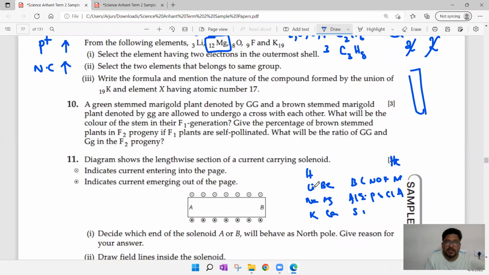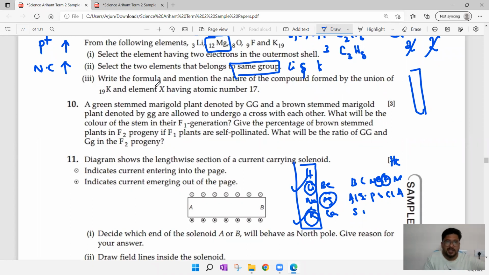And what have they given? Lithium. Okay, here we have lithium. Magnesium, here we have magnesium. Oxygen, somewhere here. Fluorine is here. Potassium K, here we have potassium K. So they are asking to select the two elements that belong to the same group. Same group means you have to come down from top to bottom. Here if you observe, we got lithium and potassium in the same group. So the answer is lithium and potassium.